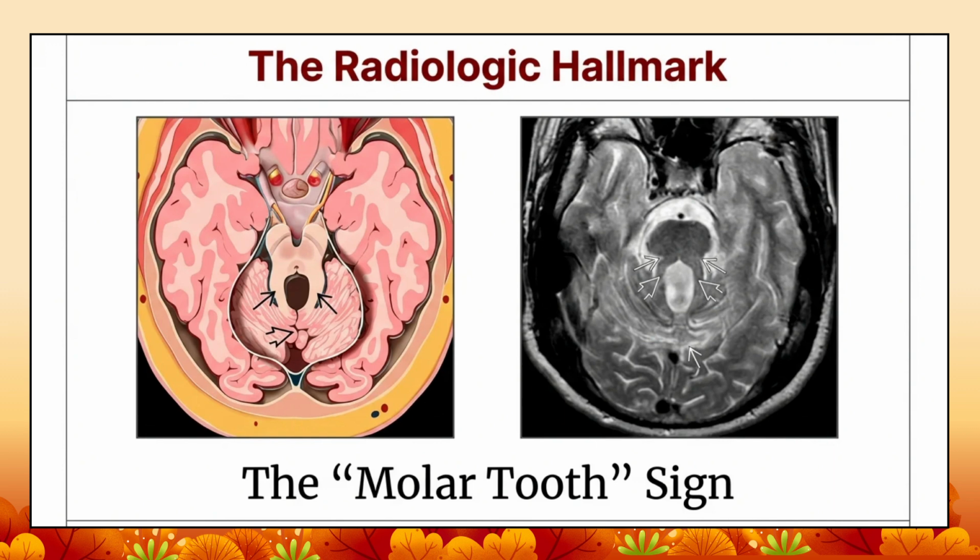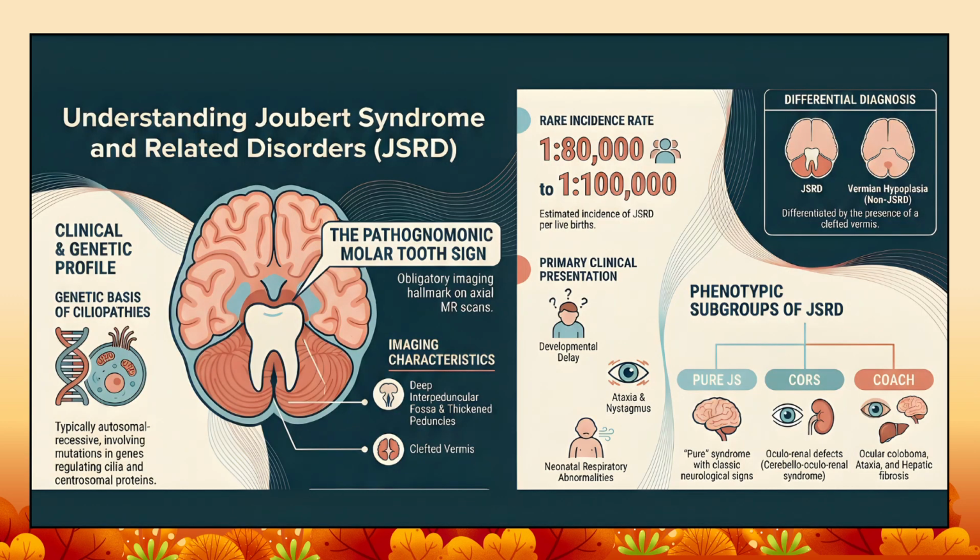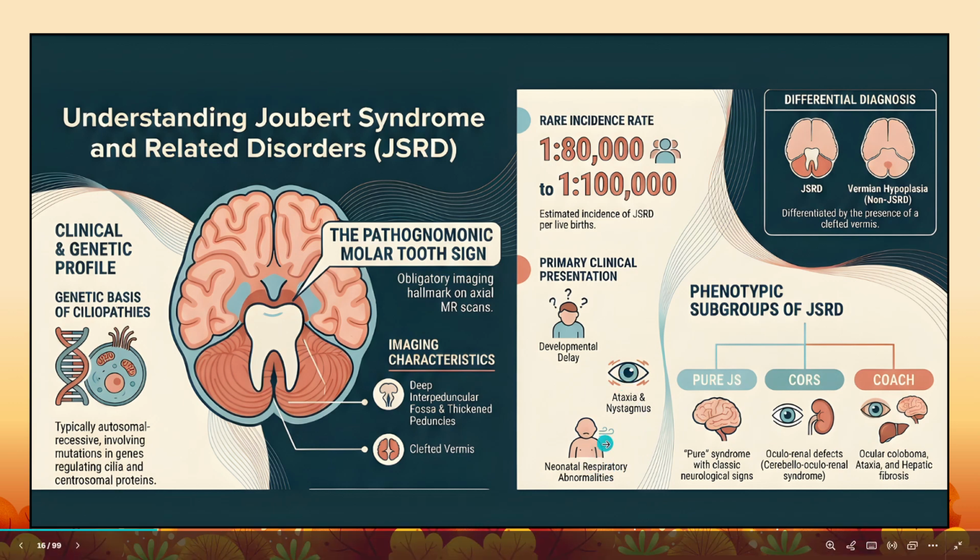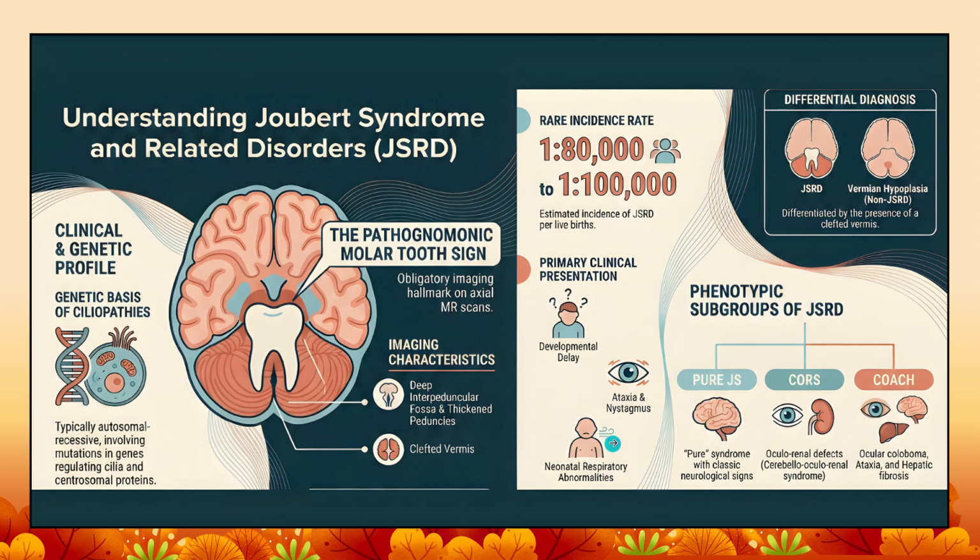The molar tooth sign is the radiological hallmark of Joubert syndrome and its related disorders. This is the infographic image showing all the main features of Joubert syndrome and its related disorders. Here we can see the incidence is very rare, which is 1 in 80,000 to 1 lakh live births. They are also known as ciliopathies. The clinical presentation includes developmental delay, ocular abnormalities like nystagmus and respiratory abnormalities like hyperpnea and apnea.